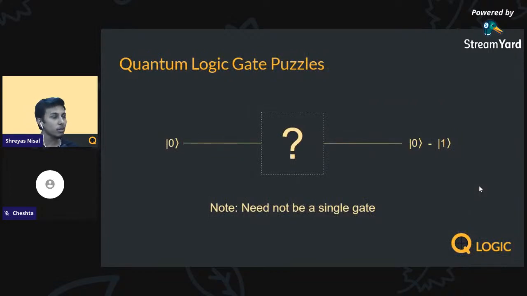So here is one puzzle for you. I start off with a qubit in a 0 state, and you need to apply some gates in here and get it to a 0 - 1 state. Once again, I'm going to give you a minute and you can try working out the solution.